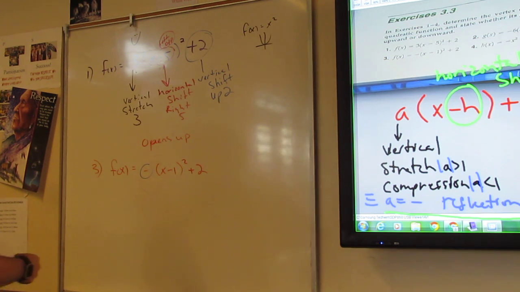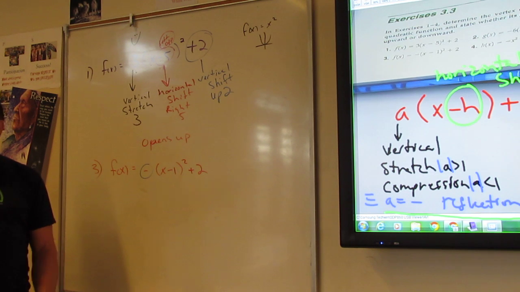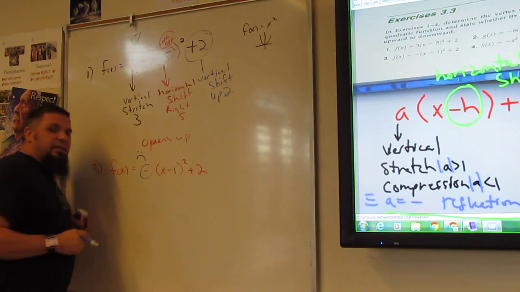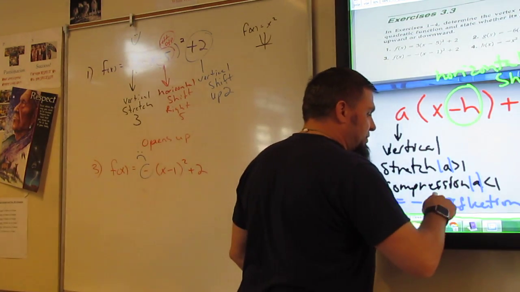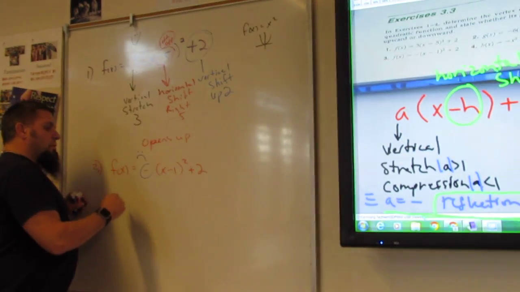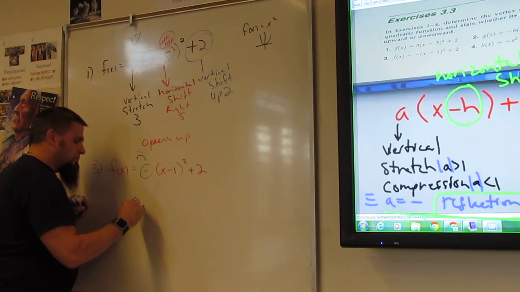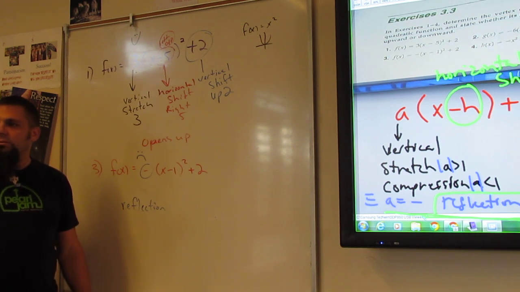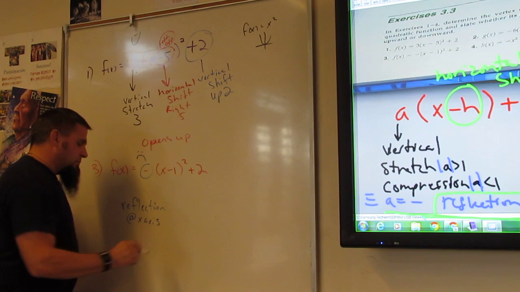It'd be downward. Opens downward because it's frowning. Negative should mean it's frowning, right? So I should know that it's looking like this. The technical term we just went over: it means that there's a reflection at the x-axis. Okay?